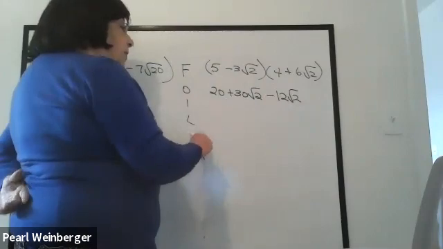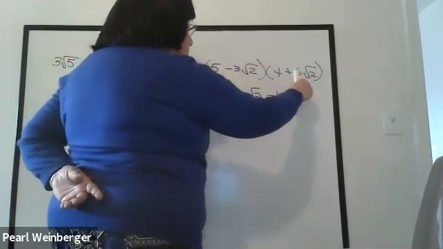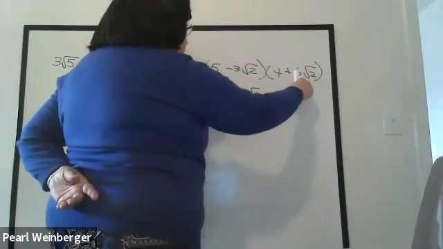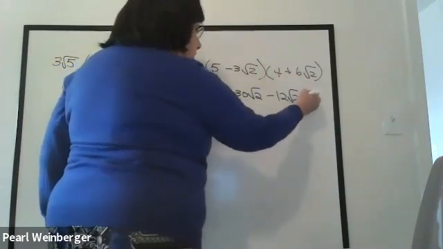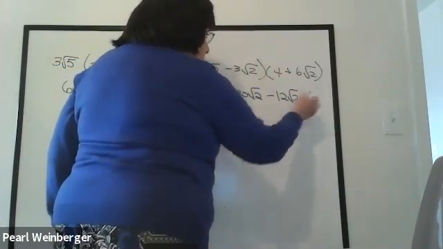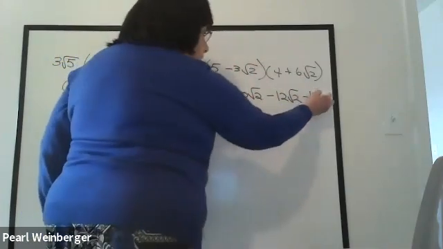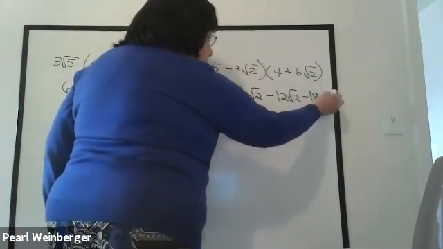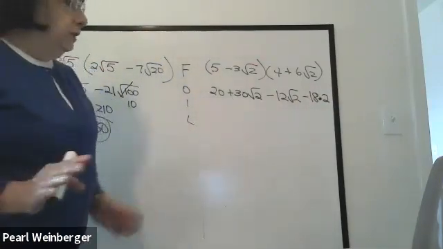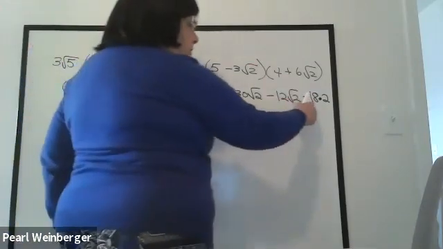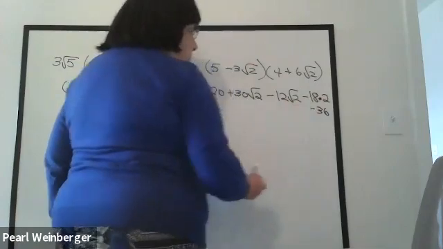And finally, last, I'm going to do the negative 3 radical 2 times the positive 6 radical 2. So the negative 3 times the 6 is negative 18. And the radical 2 times radical 2, oh, that's my special case. That's just plain 2, not in a radical. Square root of 2 times the square root of 2 is just plain 2. And now I can make this simpler. Negative 18 times 2 is negative 36.